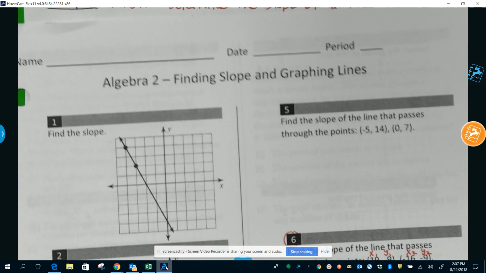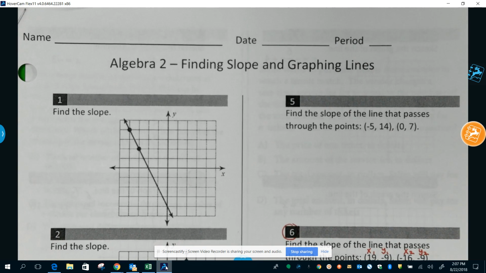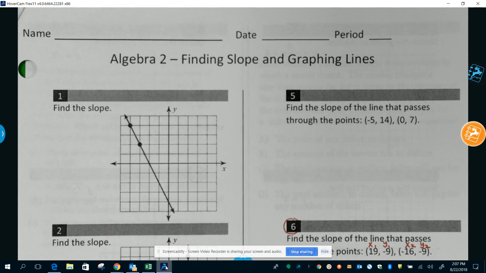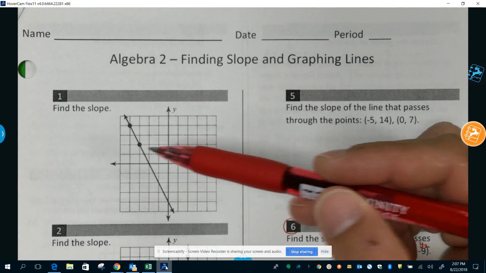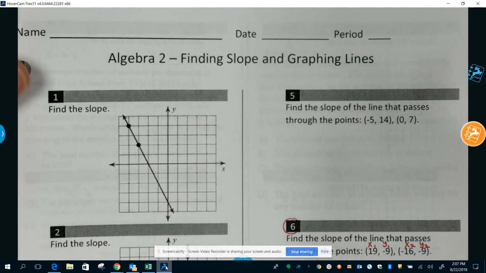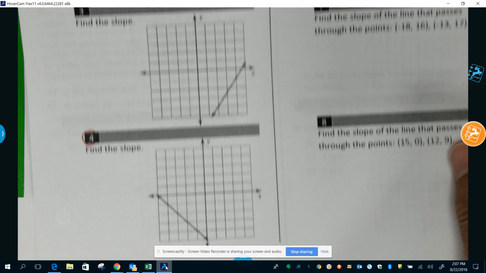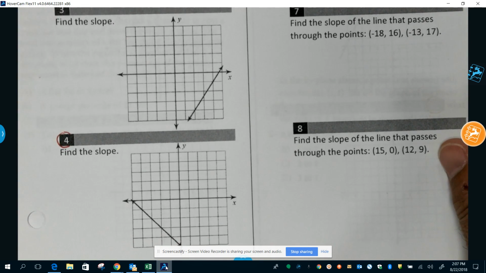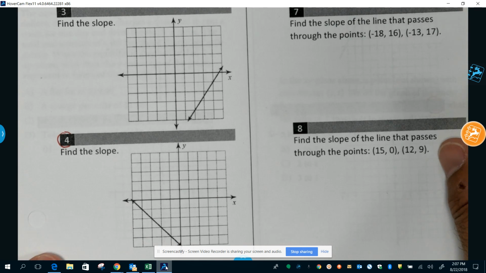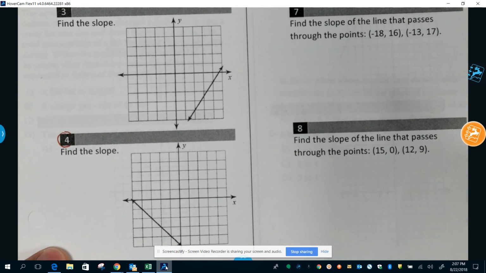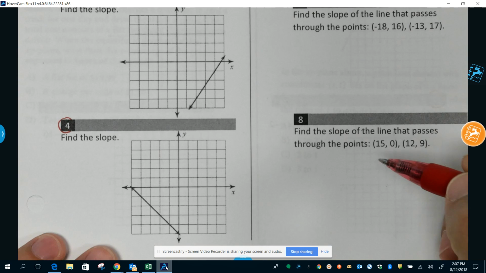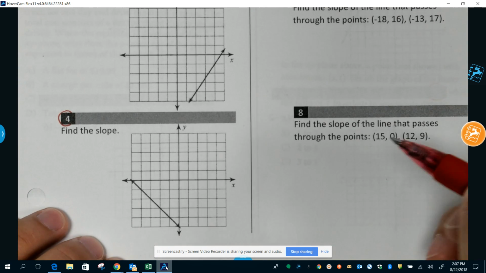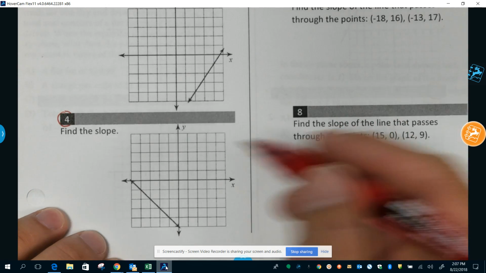So if we're looking at some problems here on our assignment, some of them, like number 1, they already give you 2 coordinates to choose from. All right, we're just counting the rise over run there. But if you look at problems like number 3 and number 4, actually, they don't give you coordinates to use. So you have to choose your own coordinates. Okay, it doesn't matter which coordinates you choose as long as you choose good coordinates.